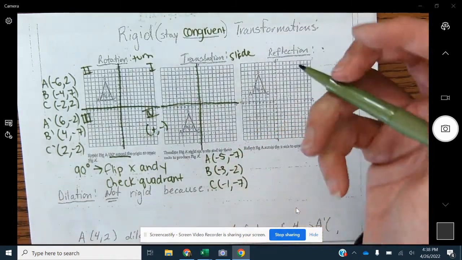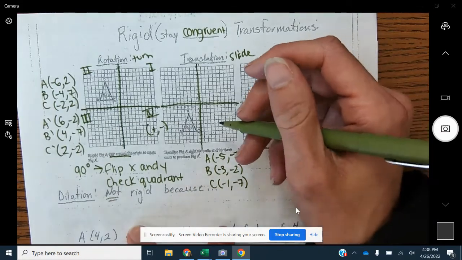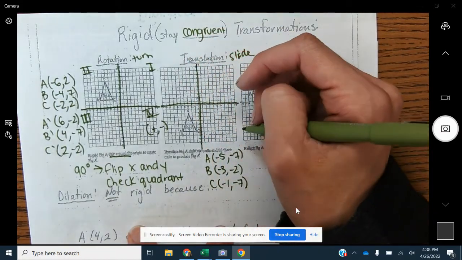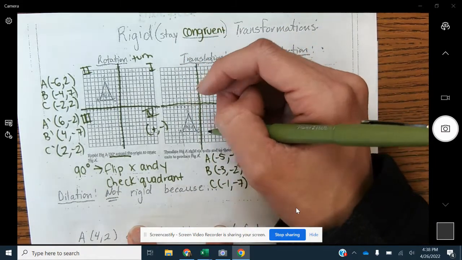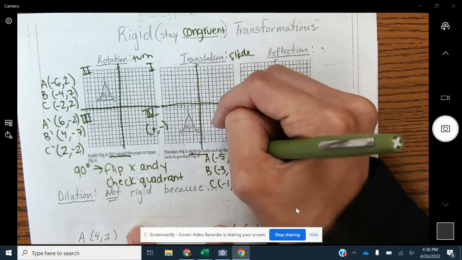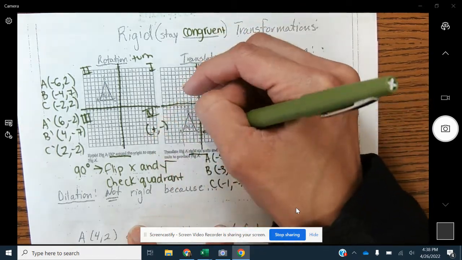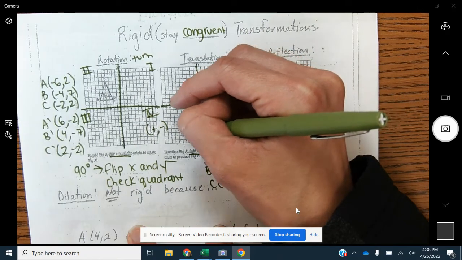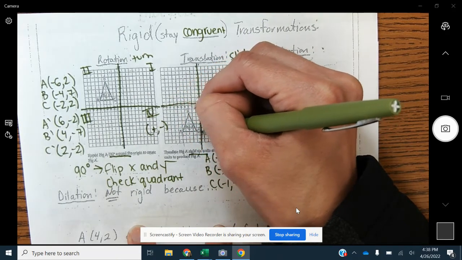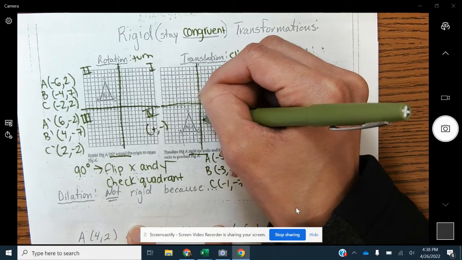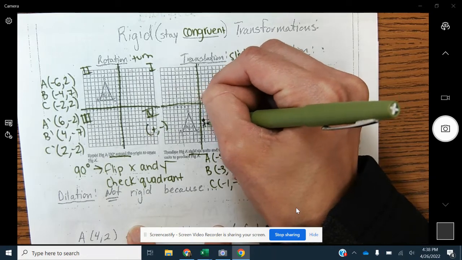Okay, a translation is just a slide. This says to go right 6 units and up 3 units. So we're going to go right 6 units. Let's start with A. 1, 2, 3, 4, 5, 6, and up 3. 1, 2, 3. That's A prime.